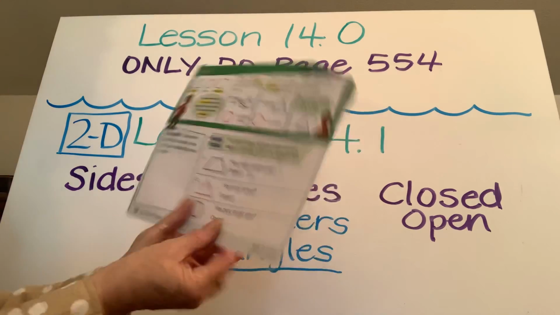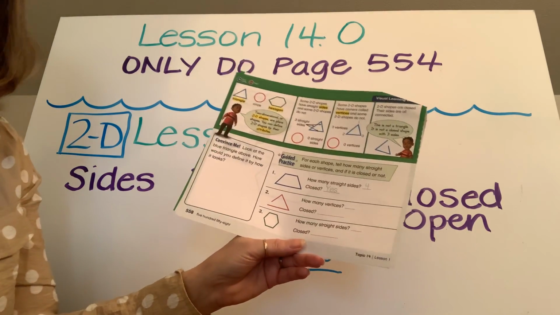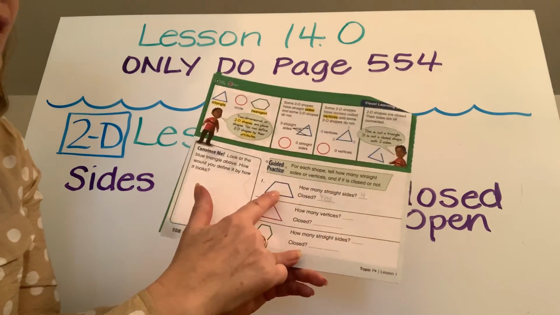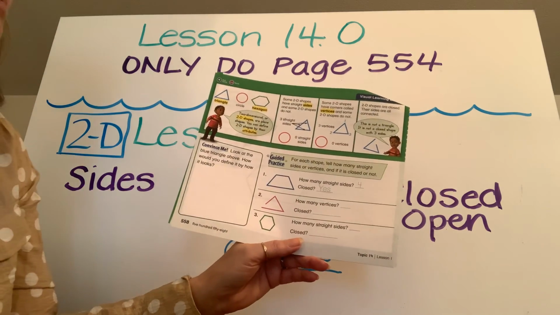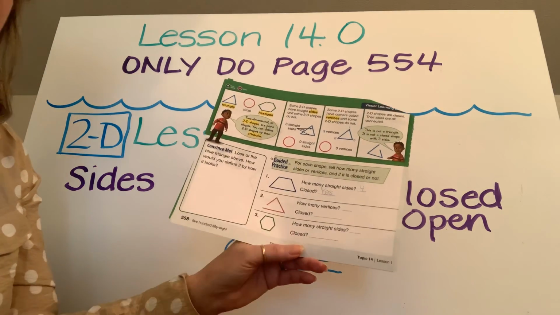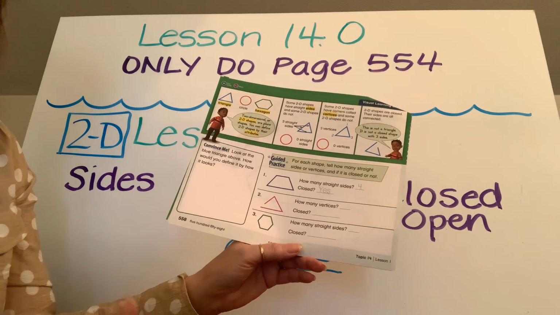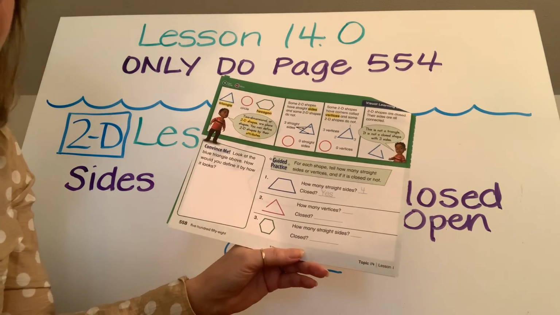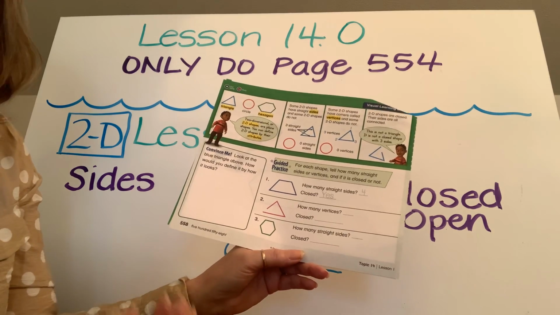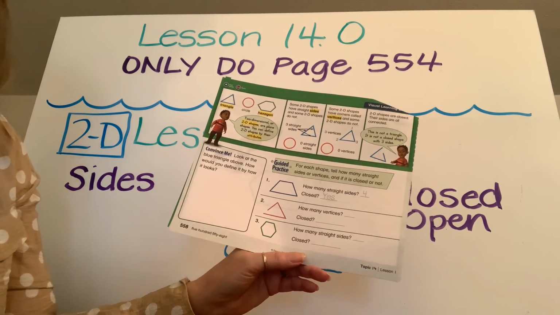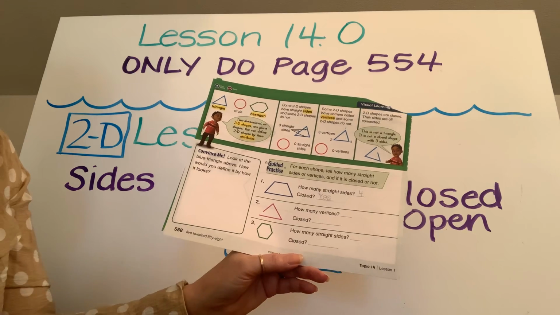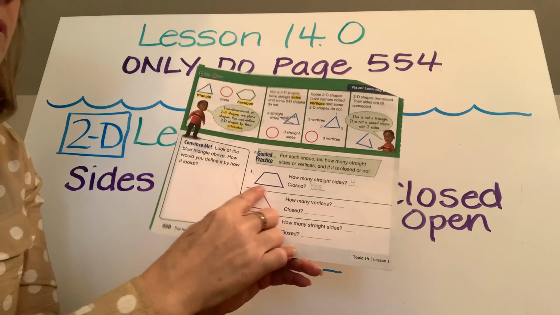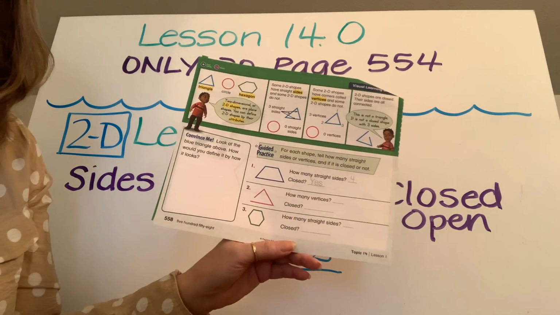Okay, let's continue. You guys are doing a fantastic job today. All right, let's look at number 1. For each of these shapes, I want you to help me out. I want you to tell me how many straight sides or vertices it has, and tell me if it's closed or not. How many straight sides does shape number 1 have?